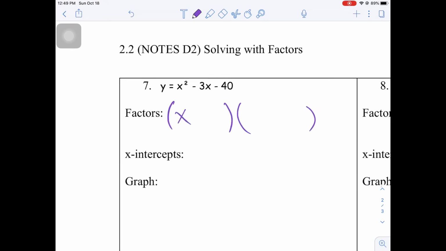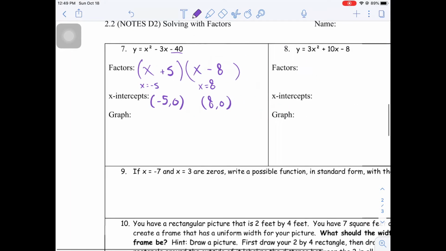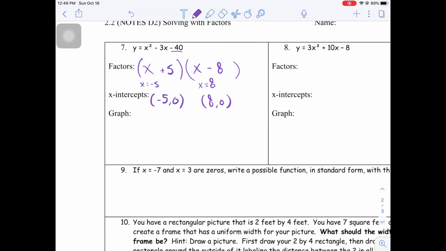Factors here. We have x and x, negative 40, looking like 8 and 5, so negative 8, positive 5. Then our x-intercepts, if we solve these, we would get x is equal to negative 5, x is equal to 8. When we write intercepts, we always use their ordered pair, so negative 5, comma 0, and then 8, comma 0. So what does this graph look like?